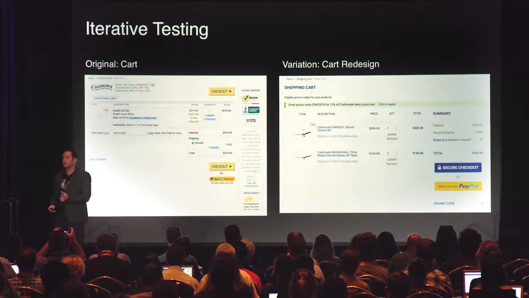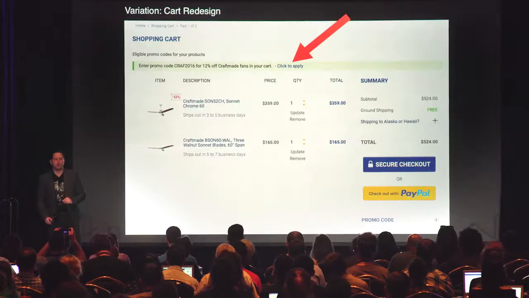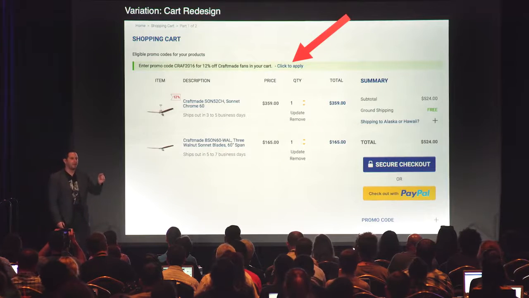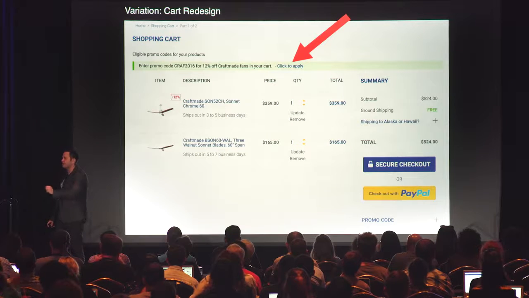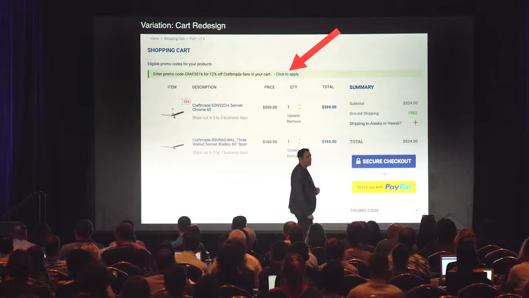Obviously, the buttons are a lot clearer, but what I wanted to call out to you is that we now have a call out at the very, very top. If there's a product in the cart that has a related promo code with it, it will automatically show up right there. That way, they can just go ahead and click to apply and get that promo code right there.